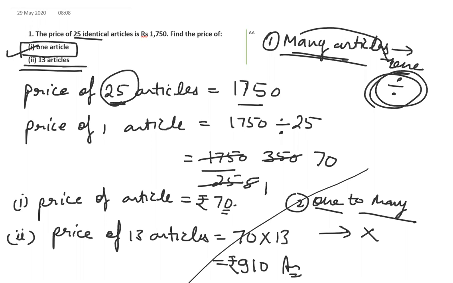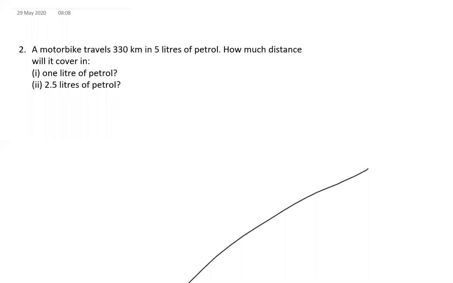Is it clear? Keep in your mind the two different and very important rules which I have told you. The first rule is, if you want to go many to one, you divide. If you want to go one to many, you just multiply. Okay, so now let us do the second question.